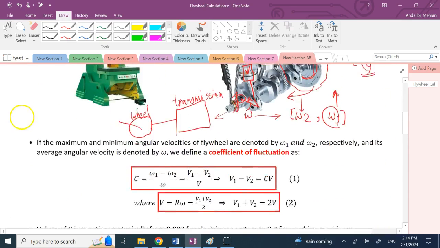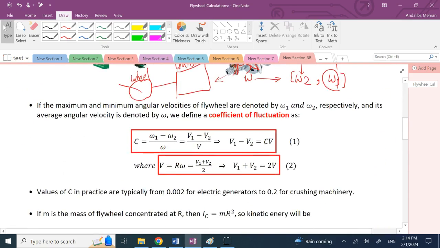Okay, so now let's talk about how we go about selection. So as I said, we show the maximum and minimum angular velocities by omega 1 and omega 2, and the average of the two by omega. So here omega equals what? Equals omega 1 plus omega 2 over 2, okay?